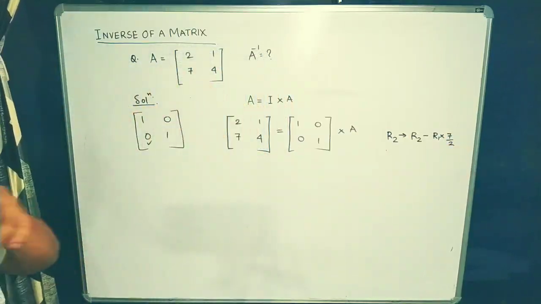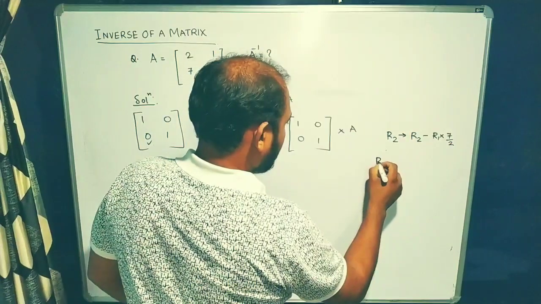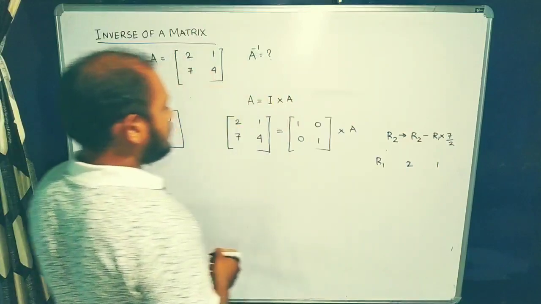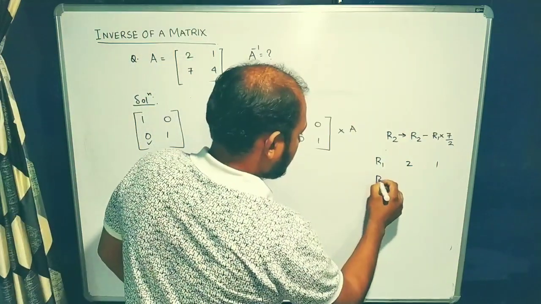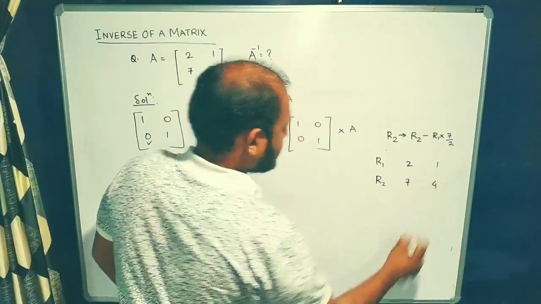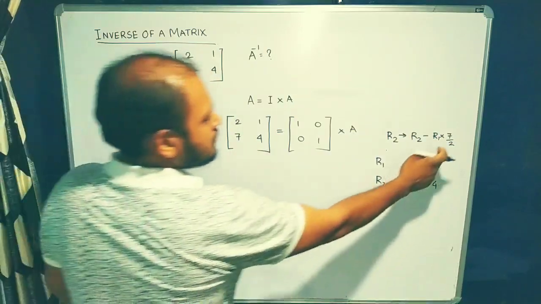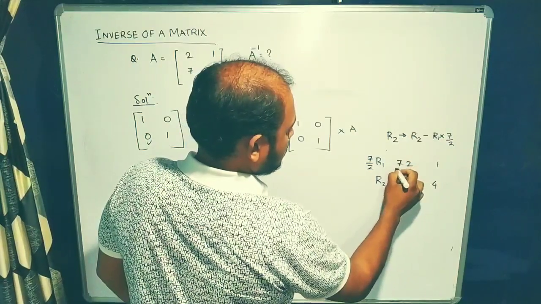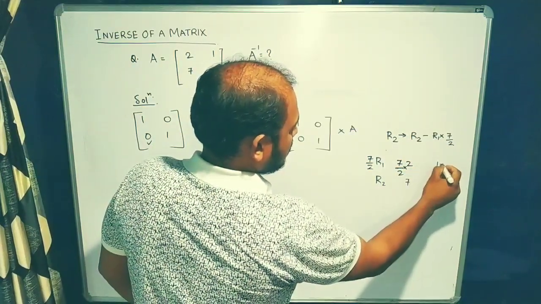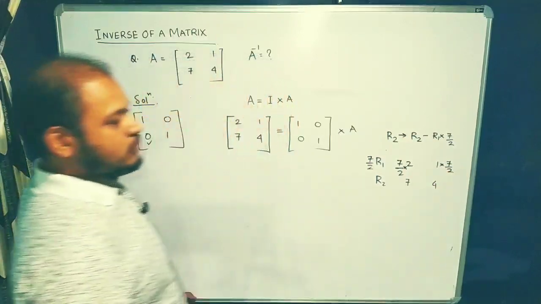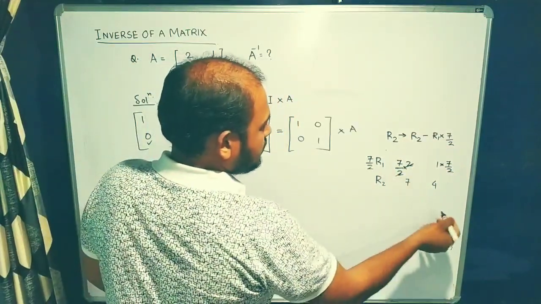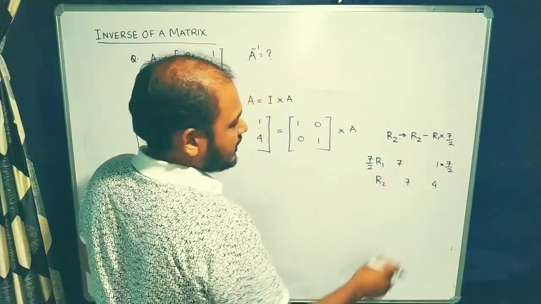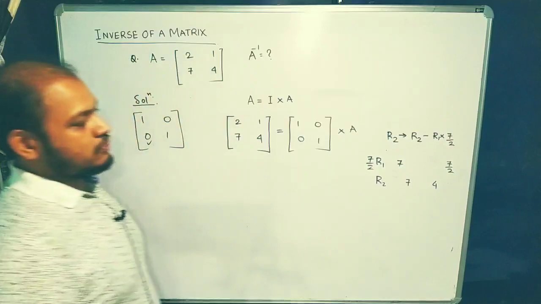Try to do this. So if we write first row, then first row is 2 1 and the second row is 7 4. Now multiplying the first row with 7 by 2, this will become 7 by 2 multiplied. 2 and 2 cancel out, so we are left with only 7 here, and we are left with 1 into 7 by 2 is 7 by 2.